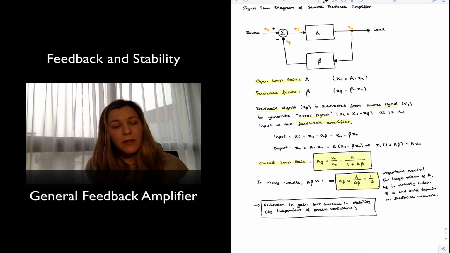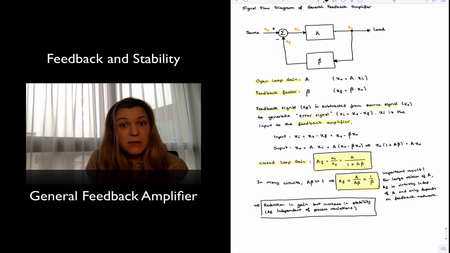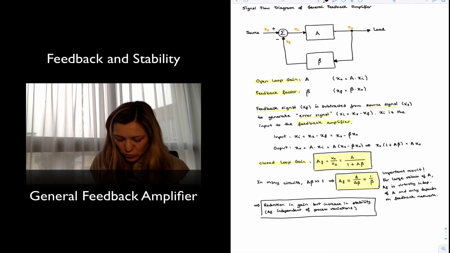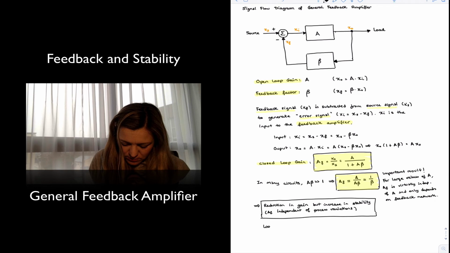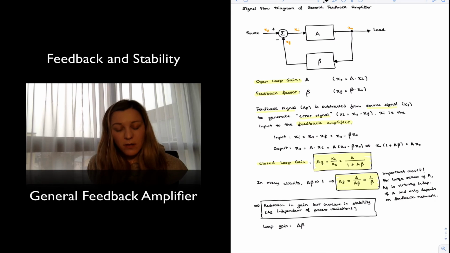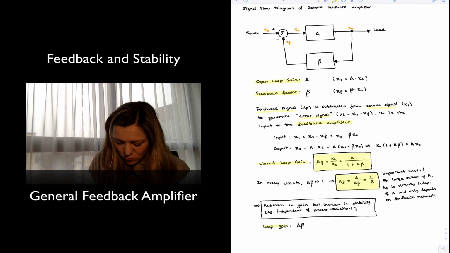Now the term A beta receives a special name. That's termed the loop gain. Notice that it is the gain that I get if I go around the loop. It's going to be A times beta, the product of the two gains. And so A beta receives a special name, as we have said, the loop gain.